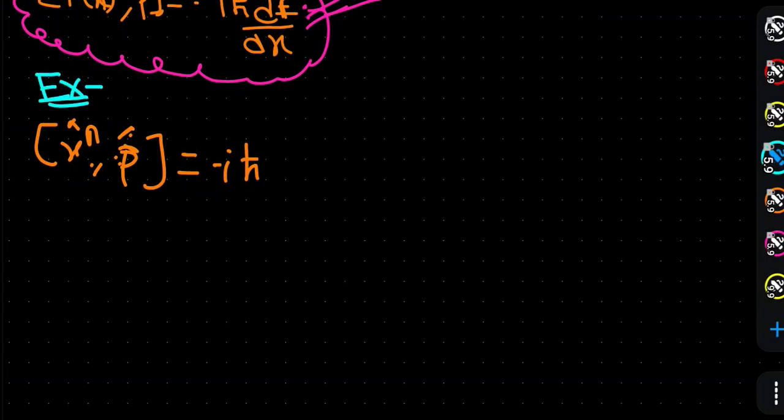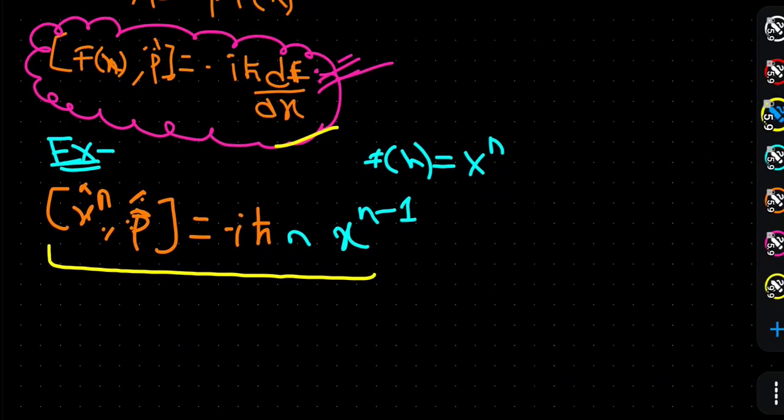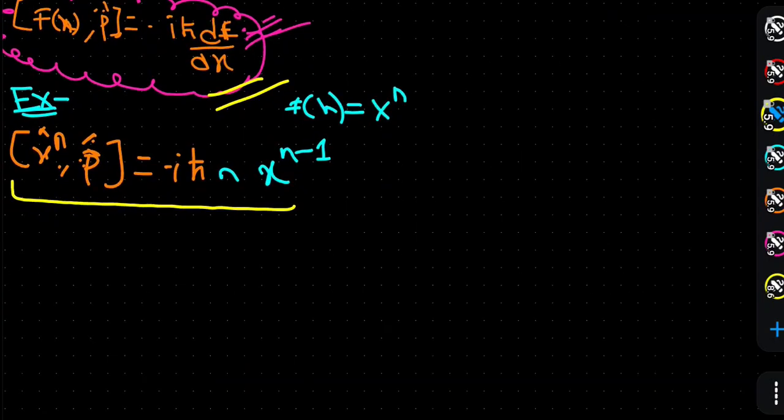Here our f of x is x to the power n, and I'm going to differentiate it, and you know the derivative is n x to the power n minus 1. So this is the result, and this is also a question in Griffith's quantum mechanics, but the more general one is this particular result. If you remember it, you can figure out on your own what this particular thing will be. This was our first result.